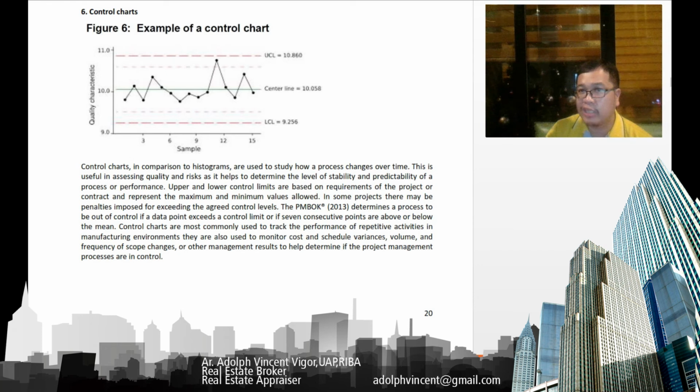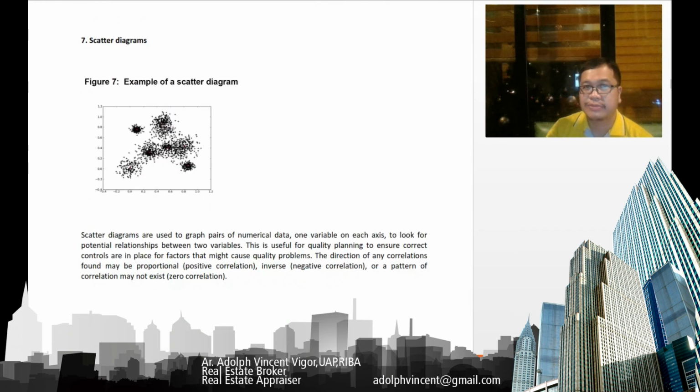So the Project Management Body of Knowledge determines a process to be out of control if a data point exceeds a control limit or if 7 consecutive points are above or below the mean. Control charts are most commonly used to track the performance of repetitive activities. In manufacturing environments, they are also used to monitor cost and schedule variances, volume and frequency of scope changes, or other management results to help determine if the project management processes are in control.